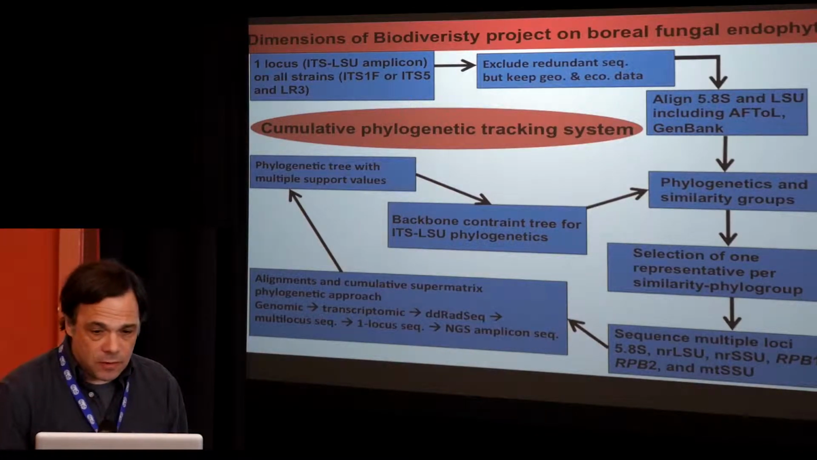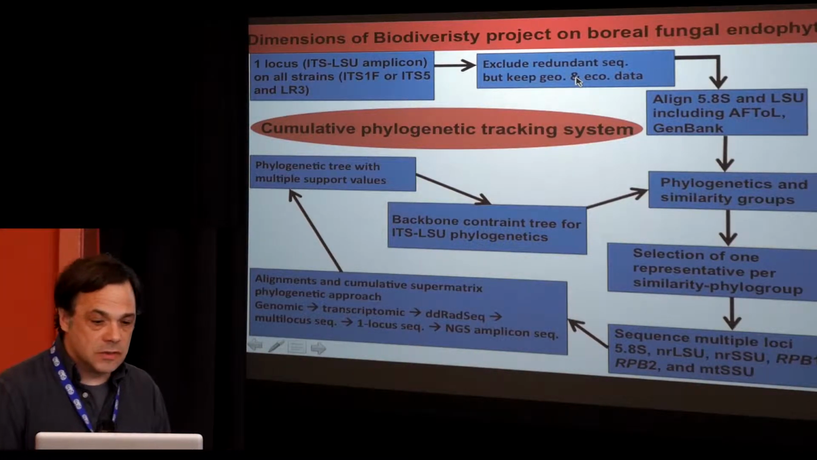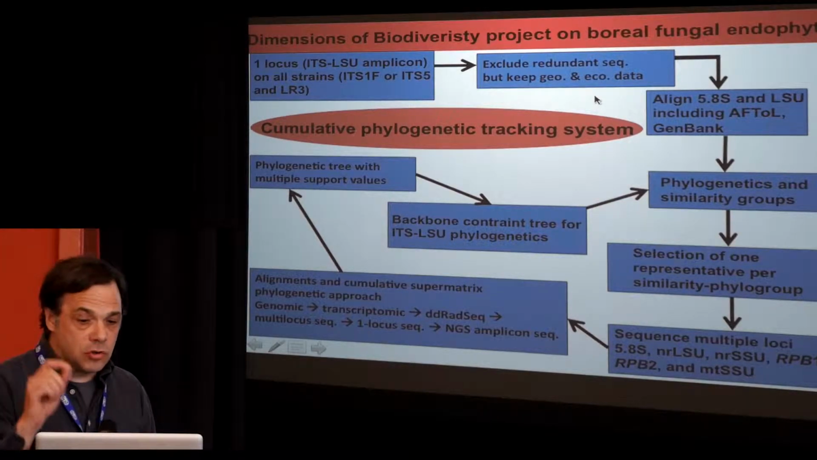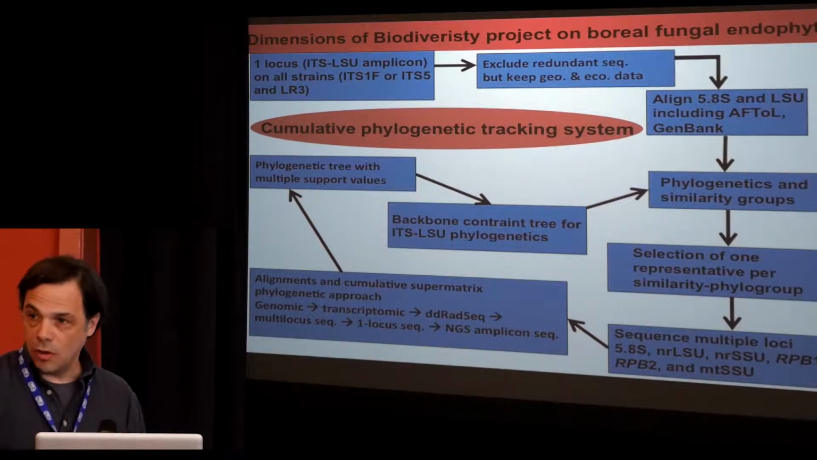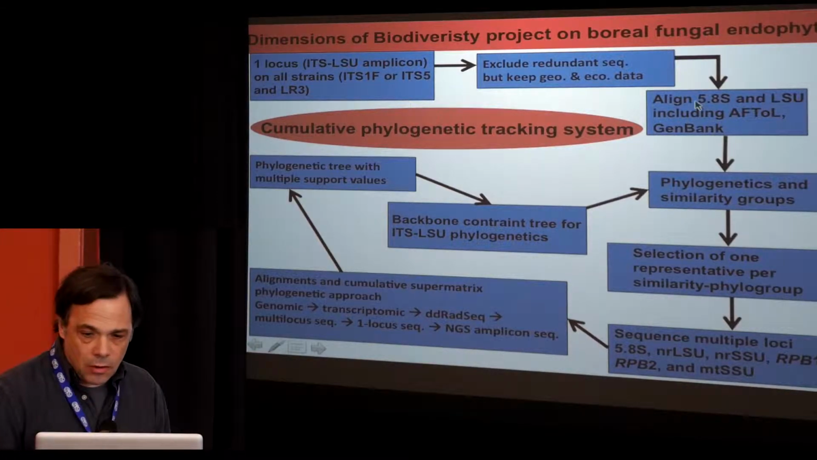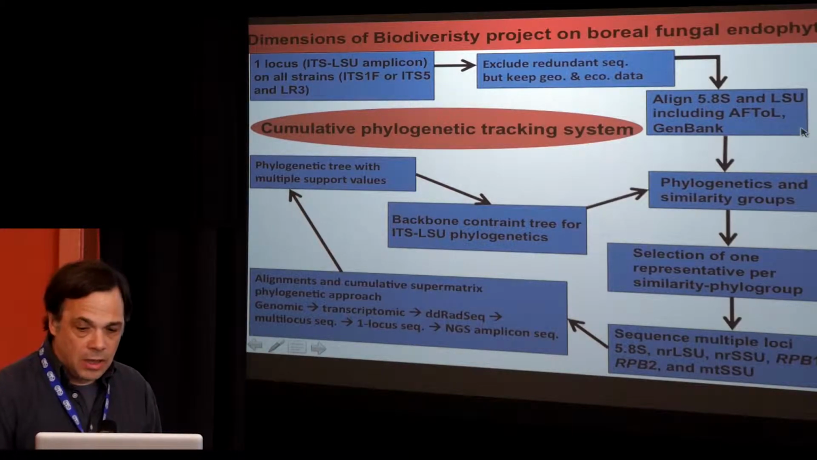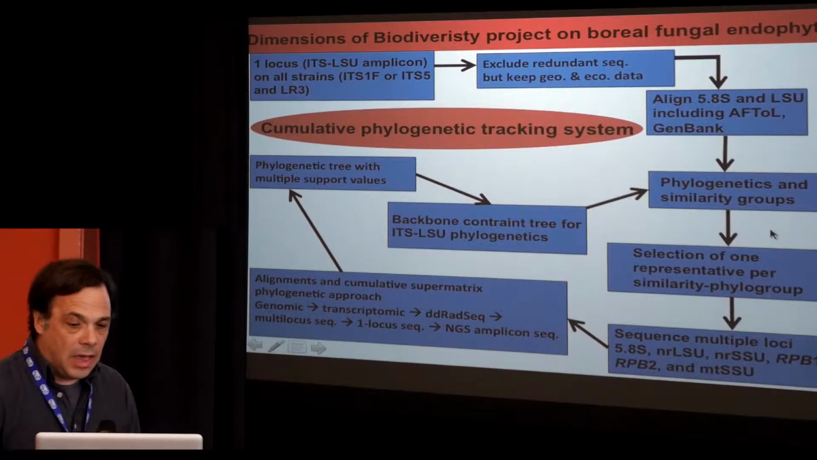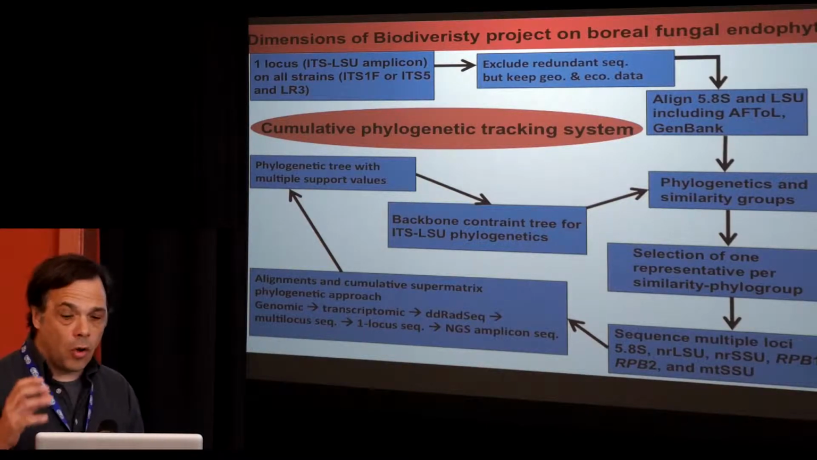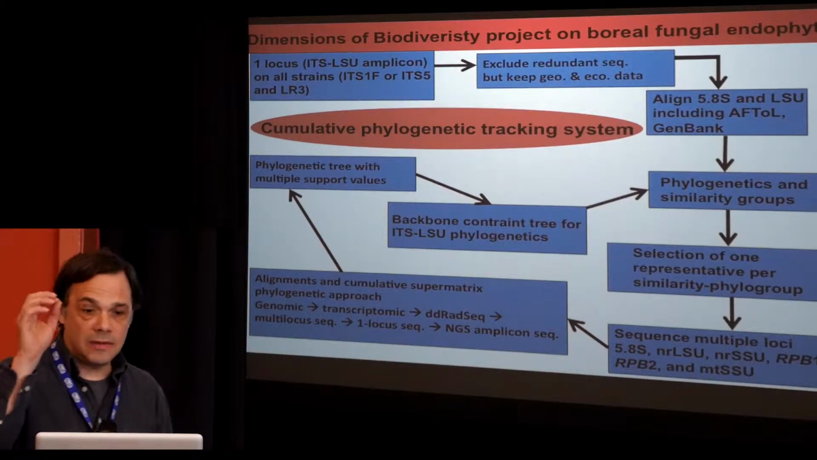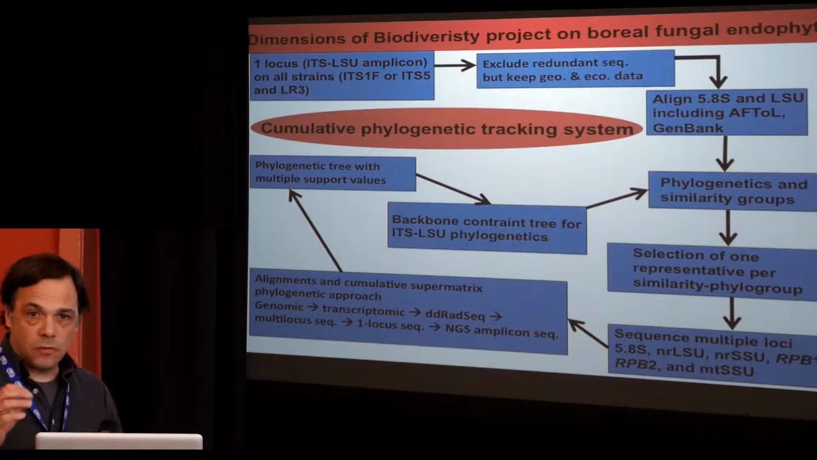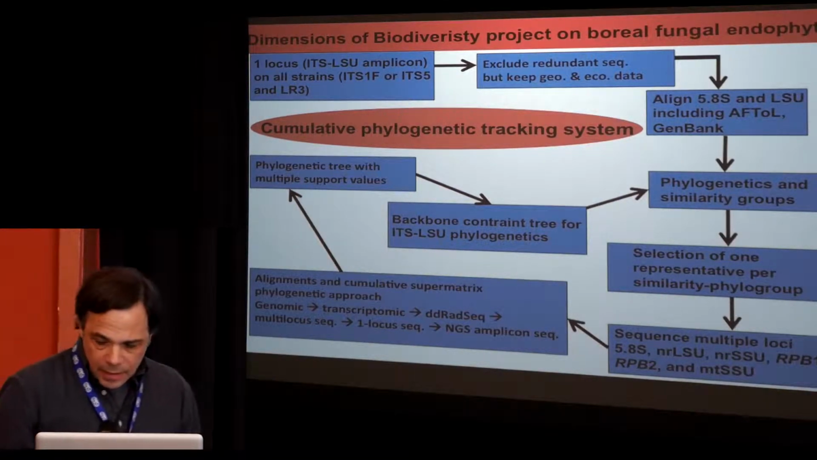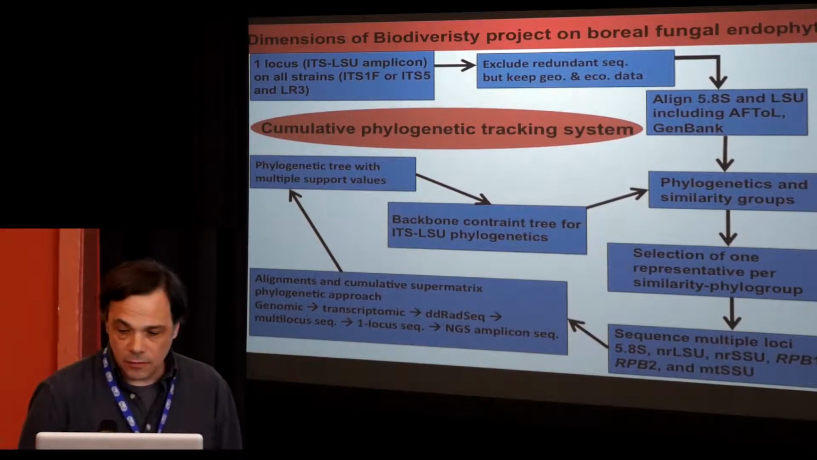Okay? And then from this, we exclude all the redundant sequences, so the identical sequences of this amplicon, but we keep the geographical and the ecological data associated with all these strains, even if they're identical. And then we align the 5.8S and the LSU, including all the AFTOL and GenBank data, and then we do these very large phylogenetic analyses, also involving similarity. So the goal here is to see where that ITS LSU sequence from a group of strains falls in the tree of life. And we use both similarity and phylogenetics for this.